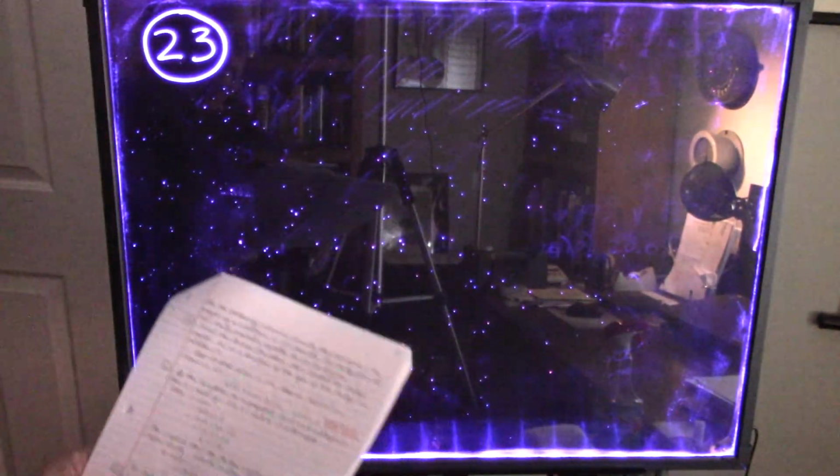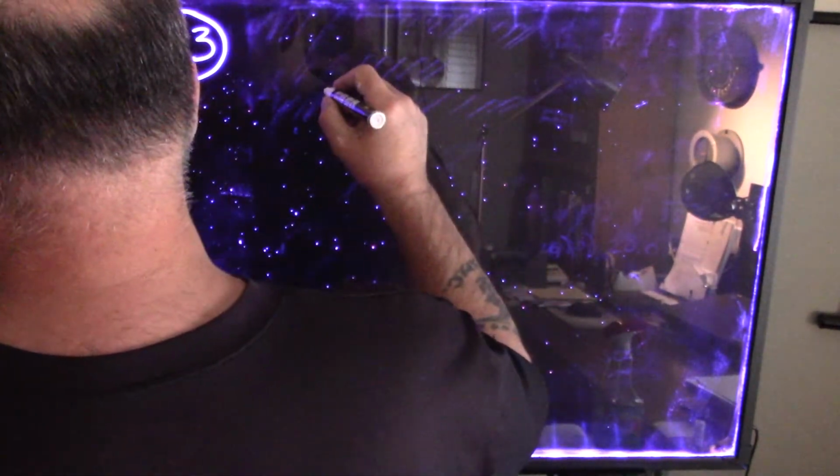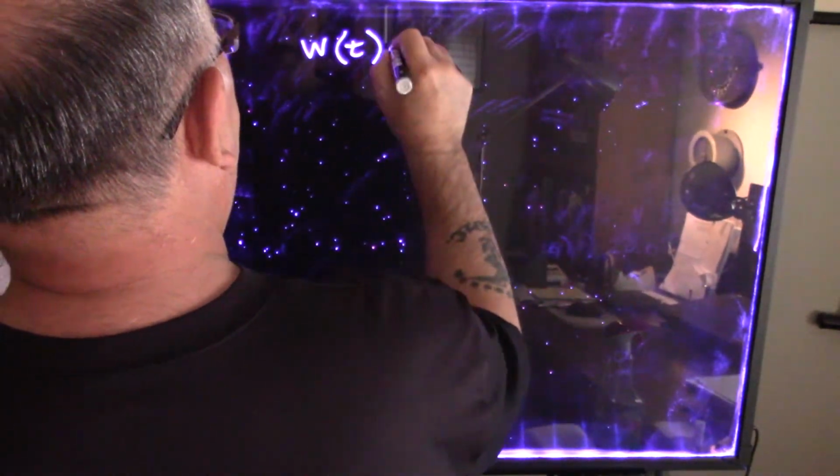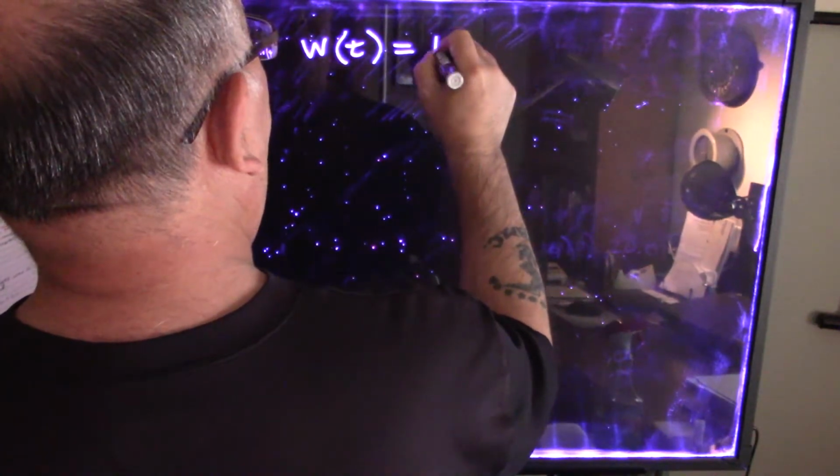Okay, number 23. When did the baby weigh 10.4 pounds? The book says weight, but it should be weigh. So you set the function equal to 10.4 and then solve for t. W of t is equal to 10.4.